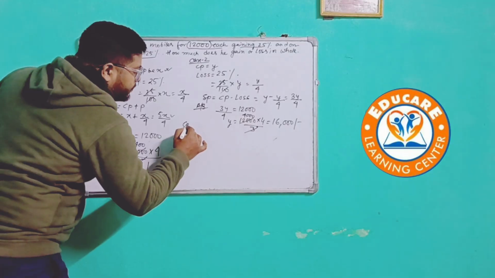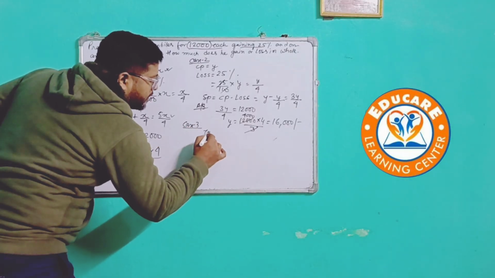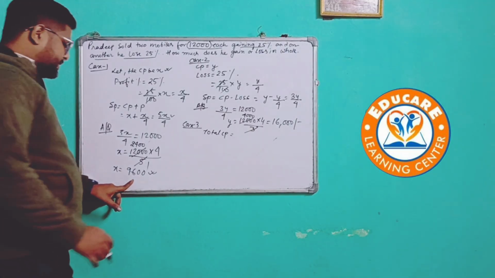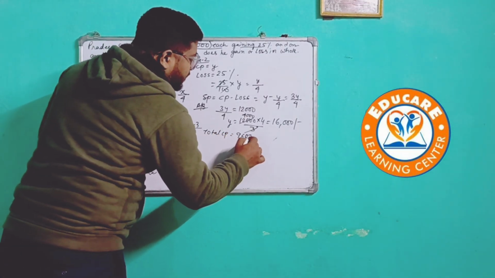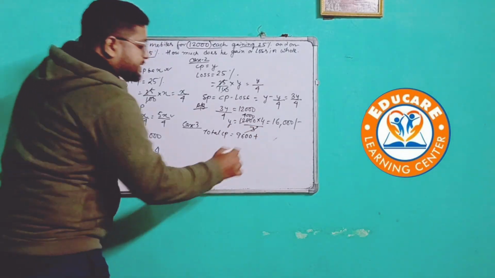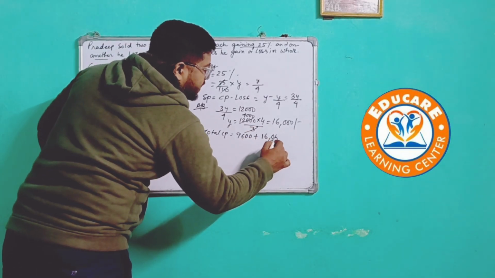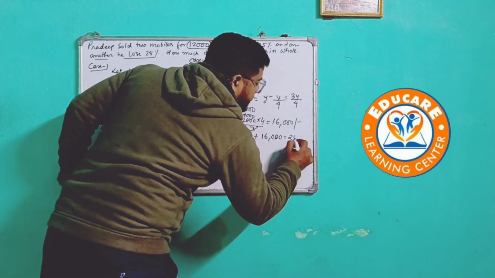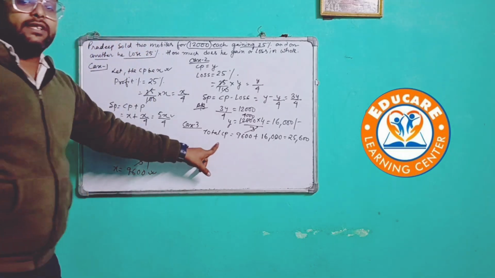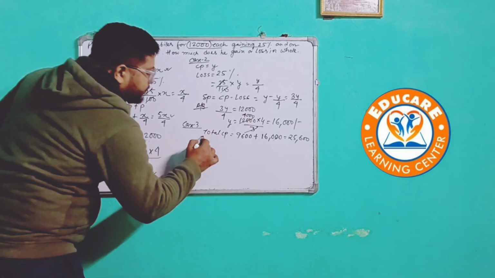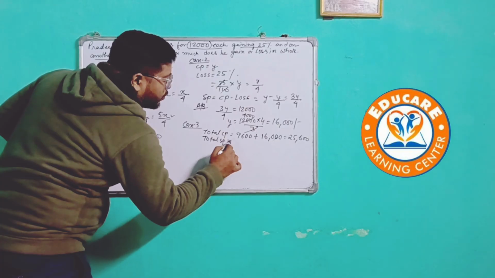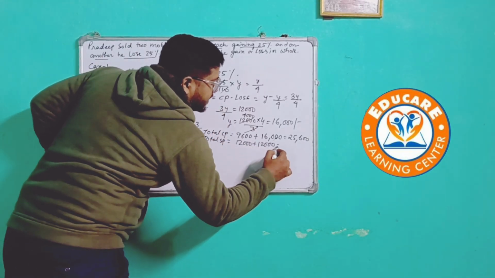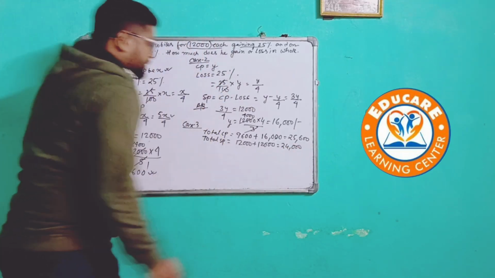Now in case 3, what is our total CP? In the first case we got the CP as 9,600, and in the second case we got the CP as 16,000. So 9,600 plus 16,000, how much do we get? We get 25,600. This is our total CP. Now we need to find the SP. Our total SP was 12,000 plus 12,000, so it gives us 24,000. This is our total SP.